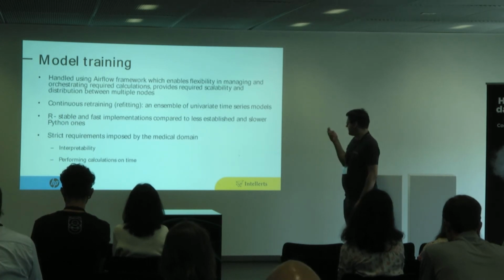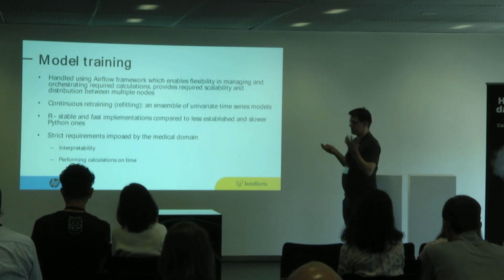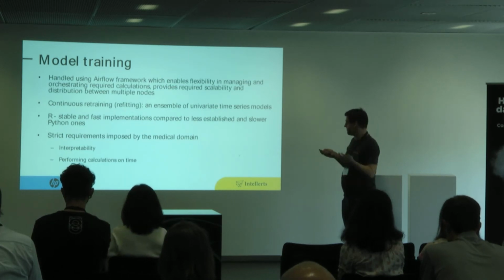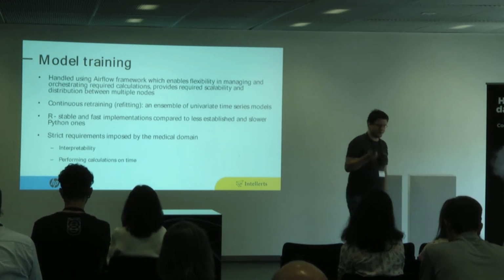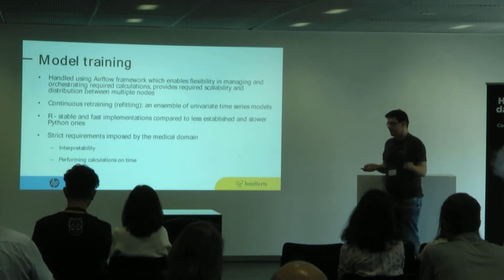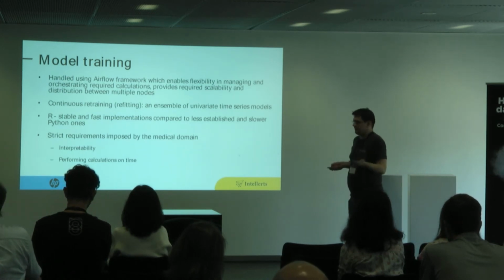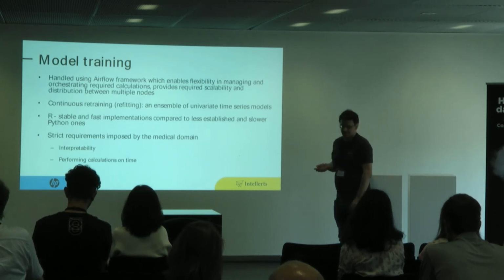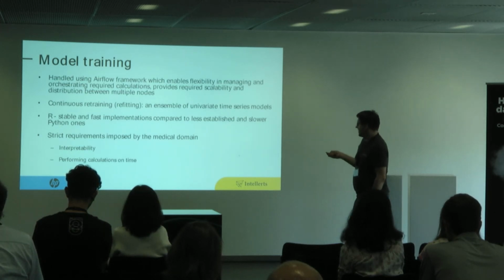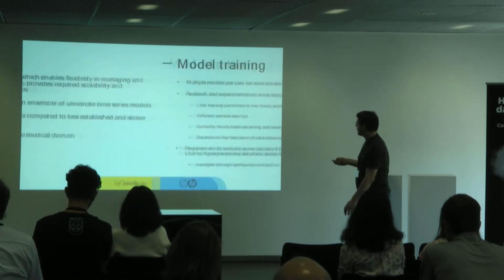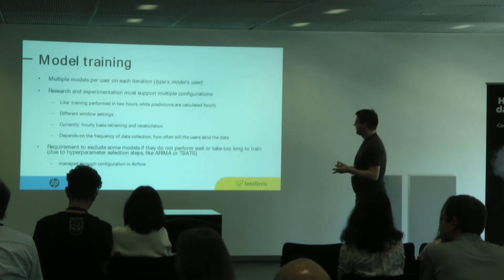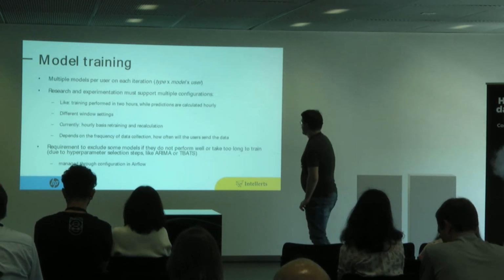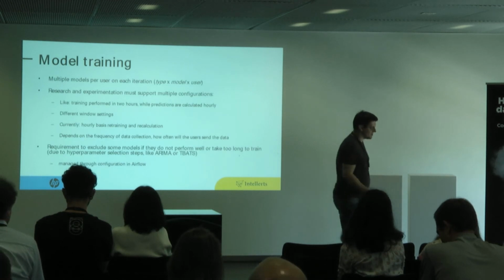We also have very strict requirements imposed by the medical domain, like interpretability. That's why the usage of complex models is quite difficult. We also need traceability and reproducibility, ensuring that we can evaluate and reproduce the results at each time step and know why a problem actually happened. As I mentioned before, we have multiple models per user per iteration. We may also have additional dimensions due to the nature of research and experimentation.